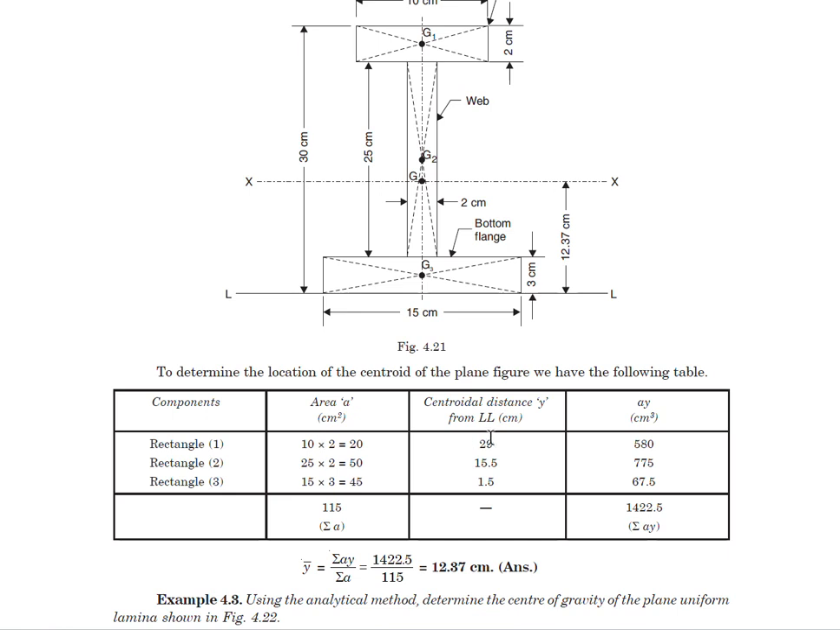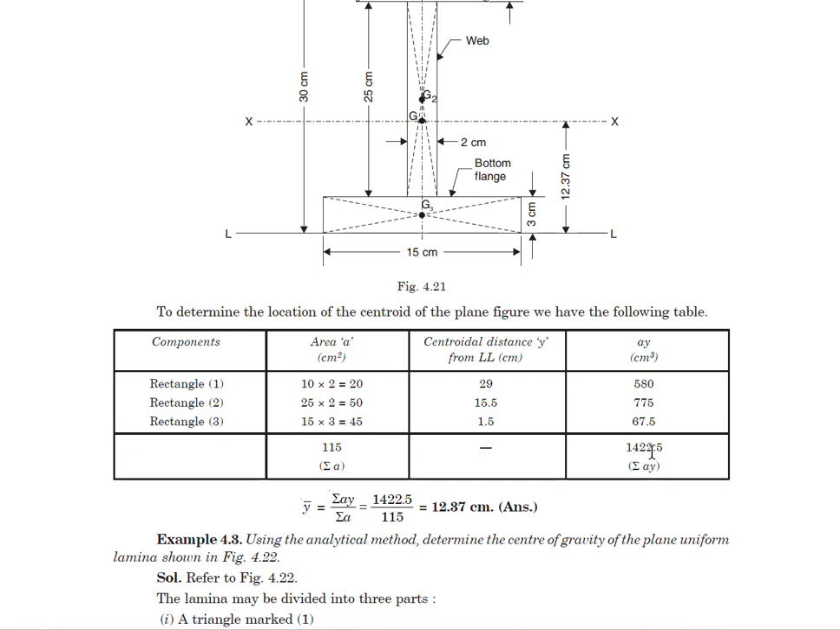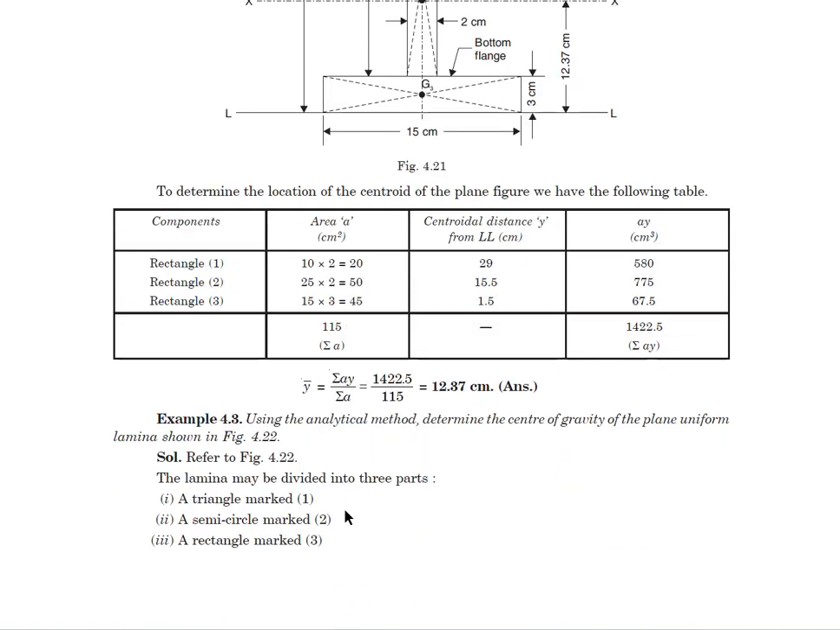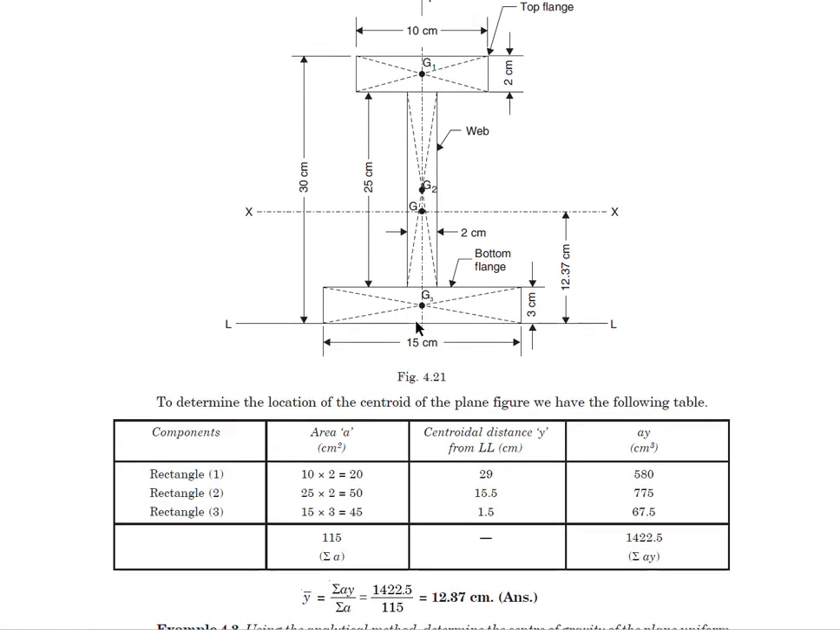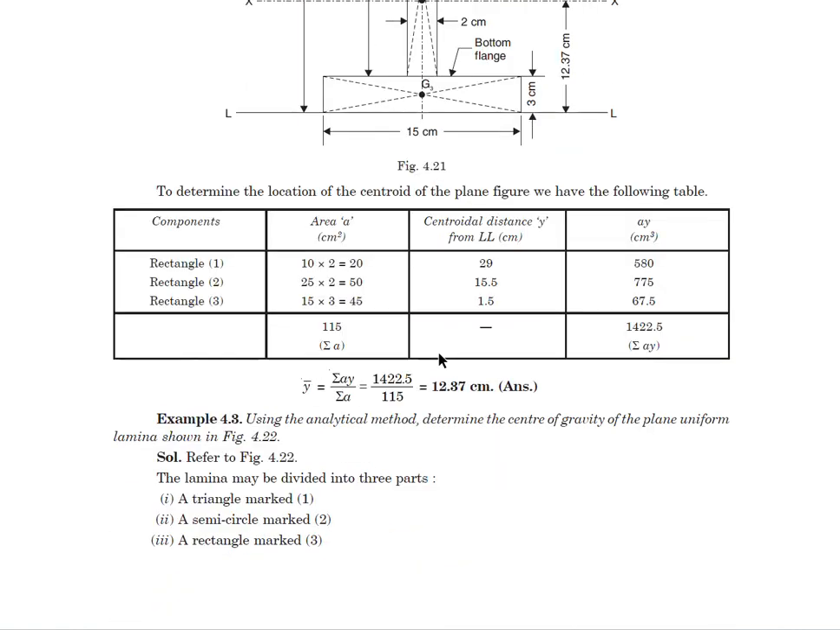And similarly we can calculate the Ay for all these, that means area into the y distance from LL in centimeters, and then sum all three up, and finally use the equation that we discussed in the first video. So the total summation of Ay divided by the total area of the figure comes out to be 12.37, which is the location of this centroid. And as we discussed earlier, the x position is on the midline only, so we need not find that. This is about this example.